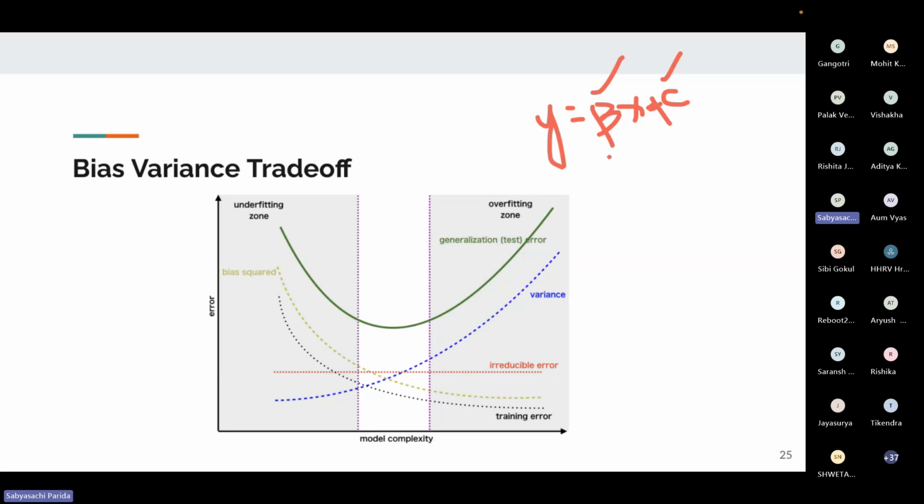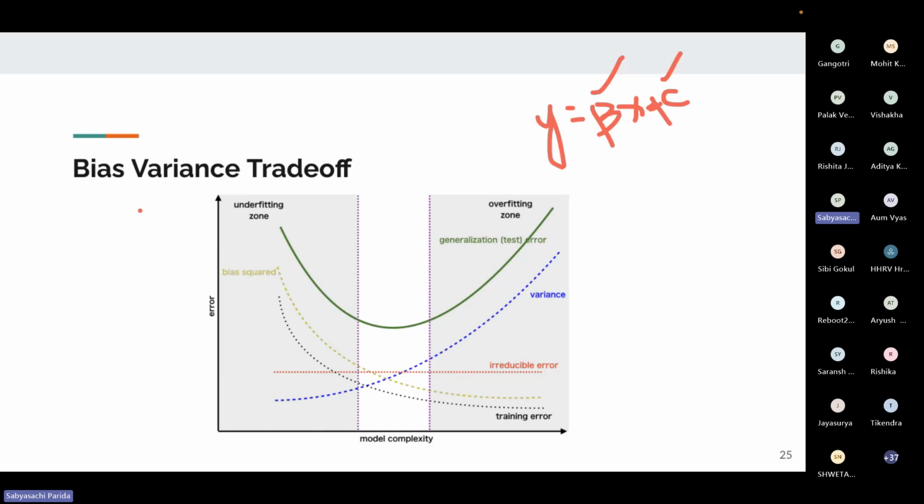Suppose there are multiple parameters, as in the case of a random forest, which we will cover later, and all those much more complex models, which take a lot of time. There the features and parameters become much more prone to overfitting.